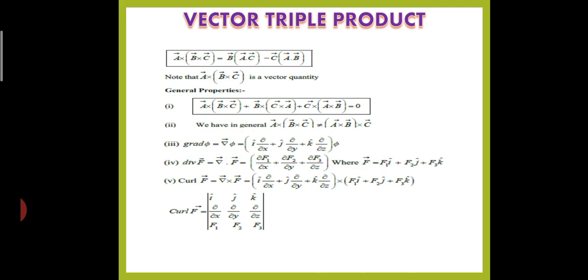Next is curl F is equal to del cross F, where del equals i del by del x plus j del by del y plus k del by del z, and F is F1 i plus F2 j plus F3 k. Curl F is equal to the determinant of i, j, k, del by del x, del by del y, del by del z, and F1, F2, and F3.